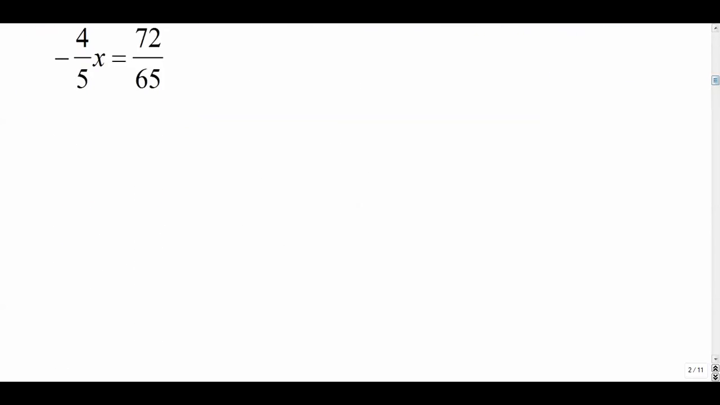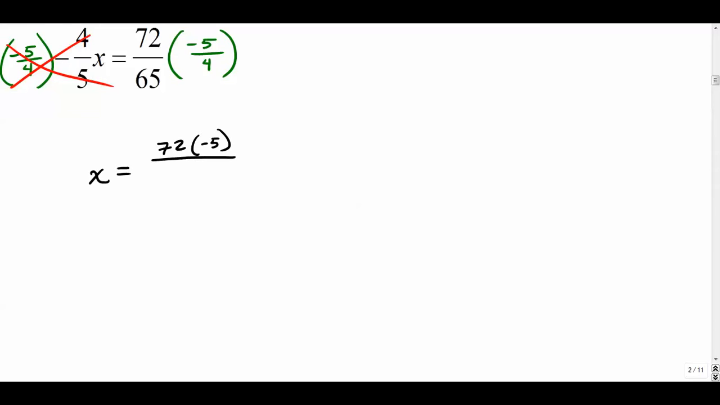Number 2. So here we have -4/5 times some number is equal to 72/65. Again, you can divide by -4/5 on both sides, or we can just use our little trick. So let's multiply by the reciprocal. The reciprocal of -4/5 is -5/4. And what that's going to do over here is cancel those out, leaving us with just x is equal to, over here on the right, 72 times negative 5 over 65 times 4.